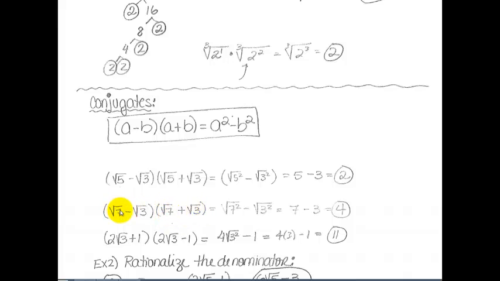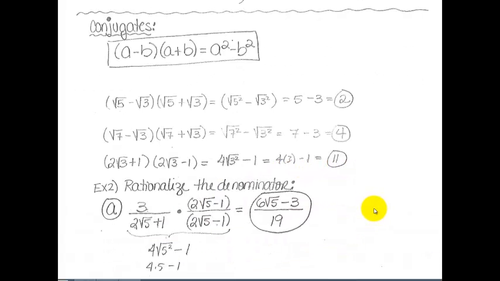Then the result is that when I multiply these two, I get 7. When I multiply these two, I get 3. 7 minus 3 is 4. Okay? Same thing happens for this one here. You just need to be careful because 2 times 2 is 4. Square root of 3 times square root of 3 becomes a 3. And 1 times negative 1 becomes a negative 1. So 4 times 3 is 12, minus 1 is 11. So this is the property of conjugates. If you multiply a binomial by its conjugate, you're going to get rid of the square roots.